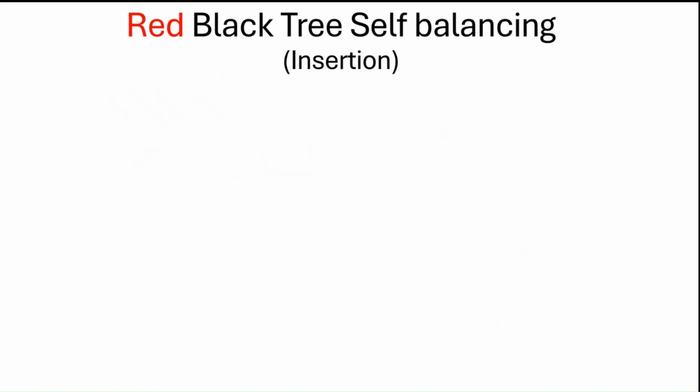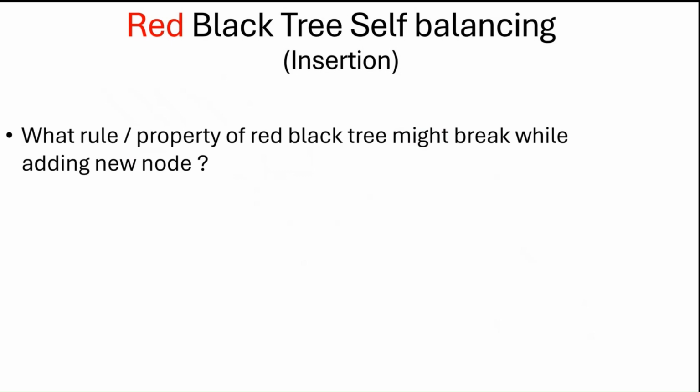Now let's understand how those techniques are used. Let's say in an insertion process, let's come back to our problem where we still want to insert the new node to the tree and don't want the tree to become skewed or unbalanced. So let's understand. What rule or property of the red-black tree might break while adding a new node?